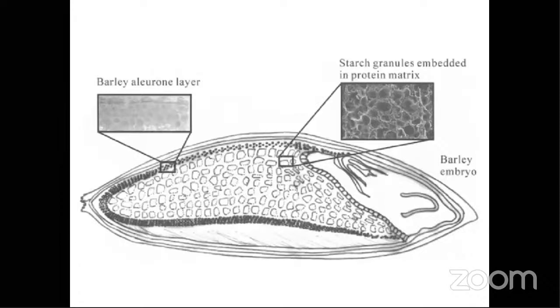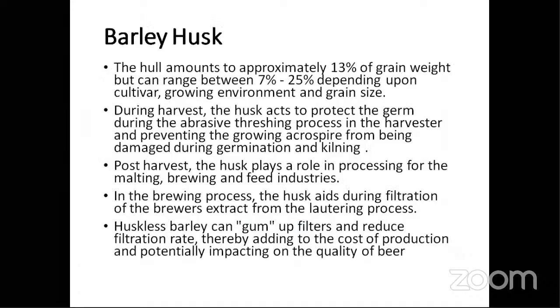So this is the structure of barley grain. Barley husk is around 13% of the grain weight. Barley grain remains firmer than any other cereal grain.